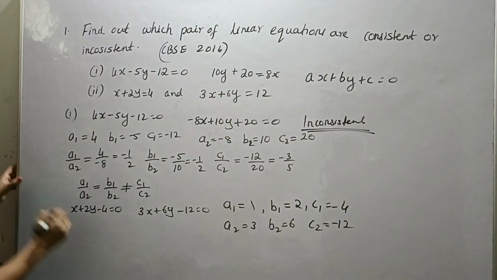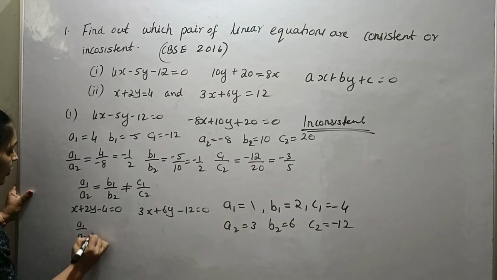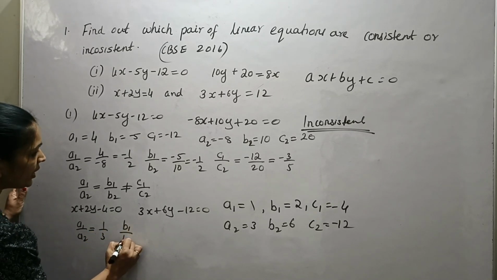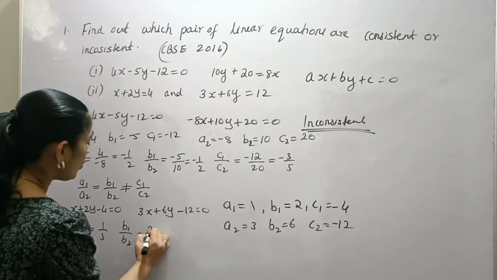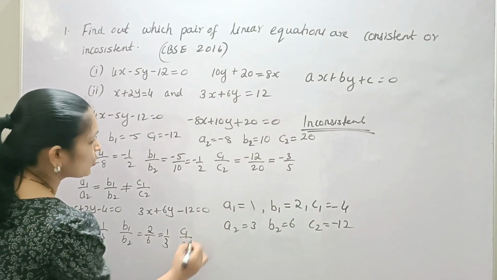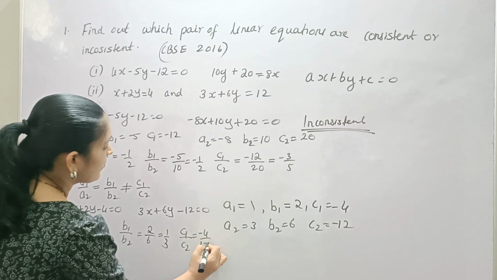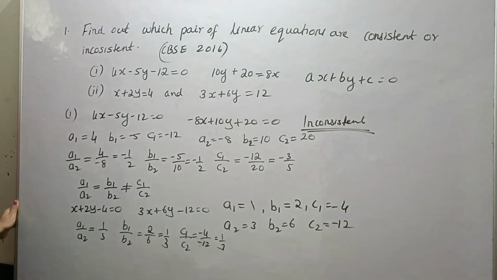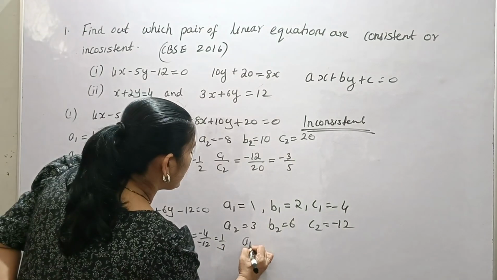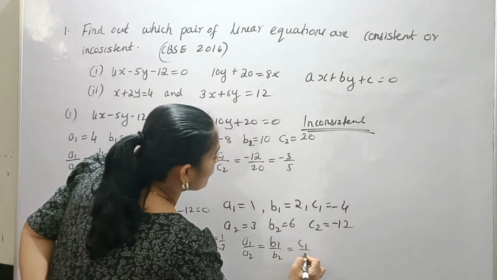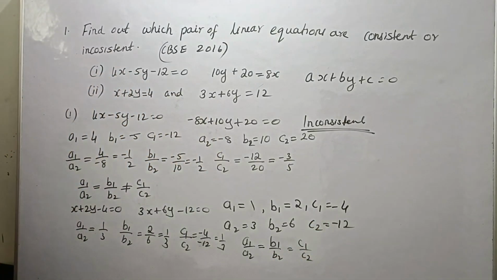Now let's find a1 divided by a2. That is 1 by 3. b1 divided by b2 is equal to 2 by 6, that is nothing but 1 by 3. And c1 divided by c2 is equal to minus 4 divided by minus 12, that is also 1 by 3. So here we have got a1 divided by a2 is equal to b1 by b2 is equal to c1 by c2. That is, the lines are coincident.